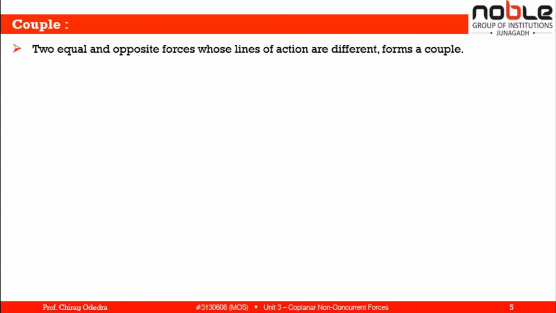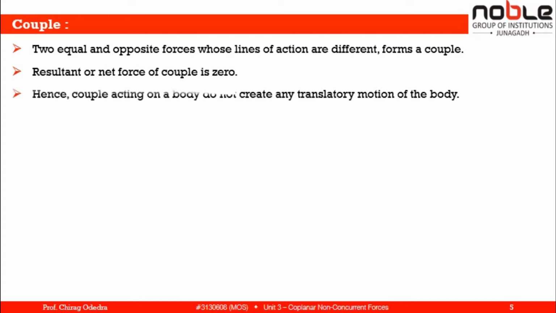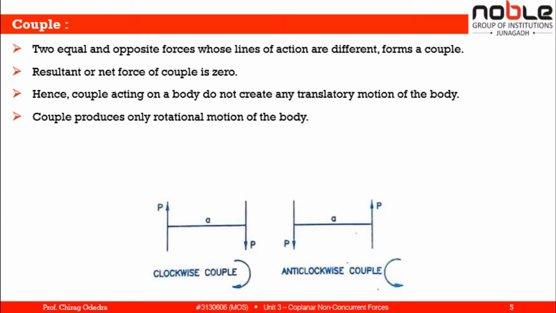So our next topic is couple. The question arises, what is couple? The couple is two equal and opposite forces whose line of action are different. So a resultant or a net force of couple is always zero. Hence the couple acting on a body does not create any translatory motion of the body. Couple only produces the rotational motion of the body.